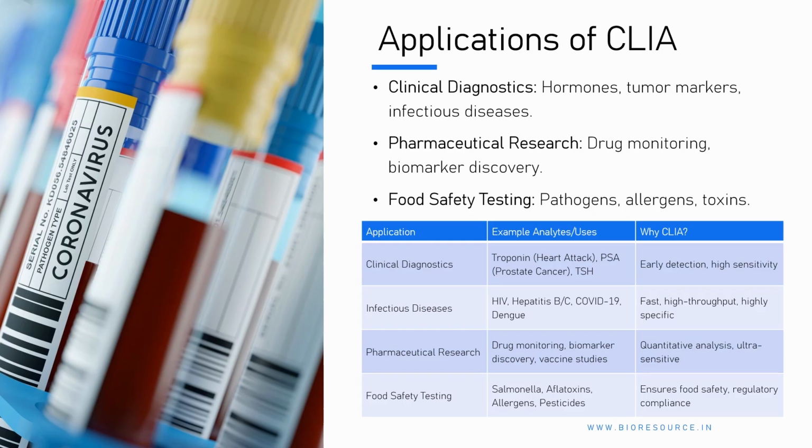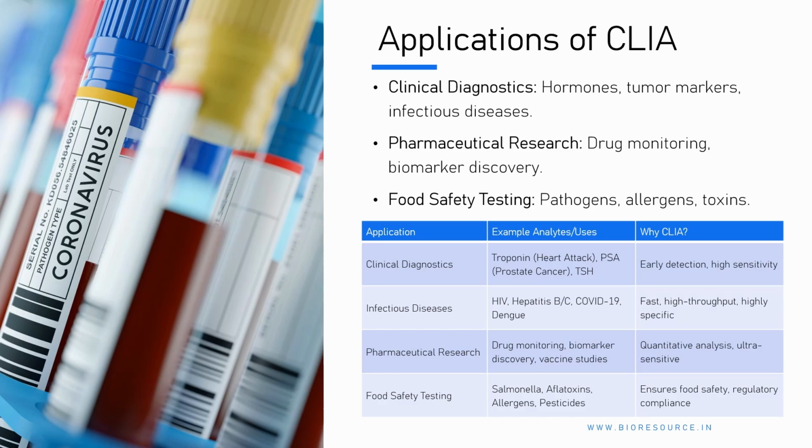Tumor markers such as PSA, CA125, and alpha-fetoprotein, all these assays are based on CLIA. Hormone assays such as TSH, cortisol, insulin and C-peptides, all these are also detected using CLIA because CLIA provides higher sensitivity than ELISA, ensuring early detection and better patient monitoring.